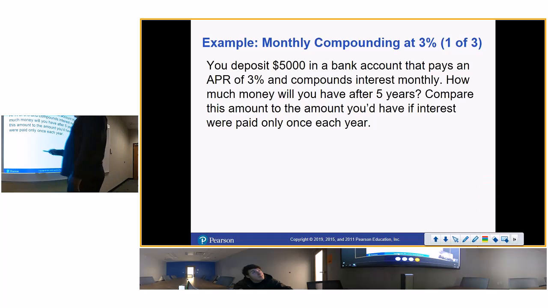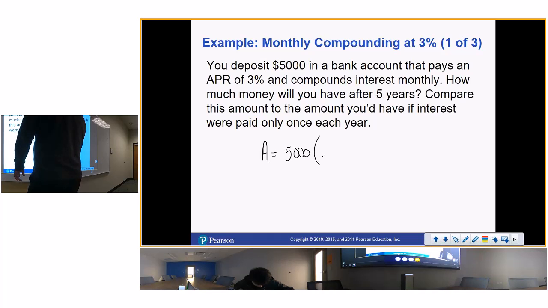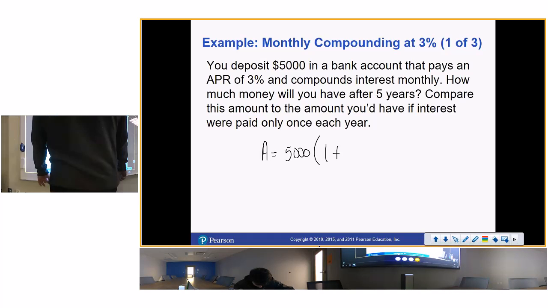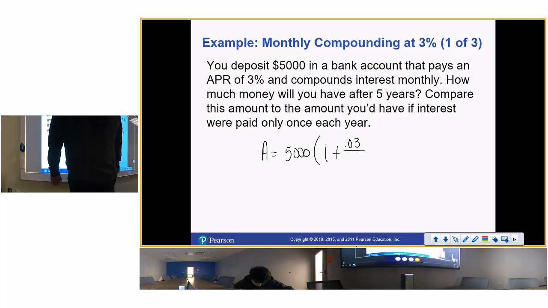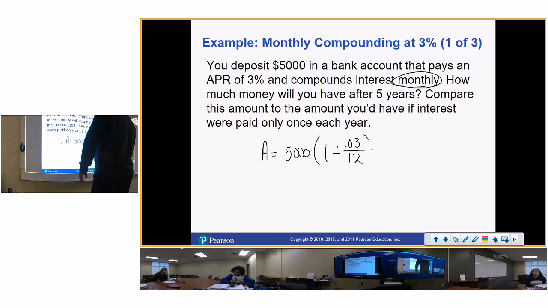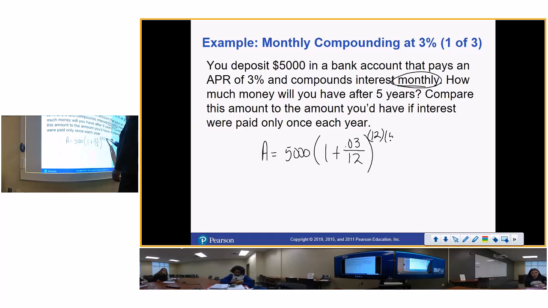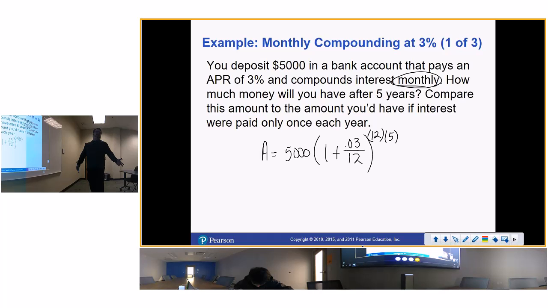A is equal to 5,000 times 1 plus, what's r? 0.03 divided by n. What is n? Monthly, raised to the n times how many years? 5 years. Where am I getting all this information? Am I just pulling it out of the air, or is it in the question?